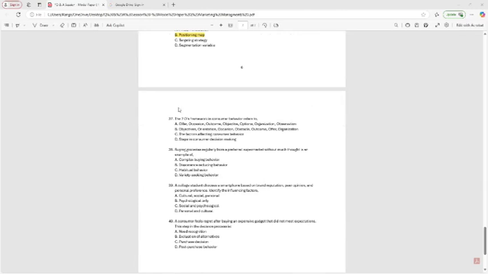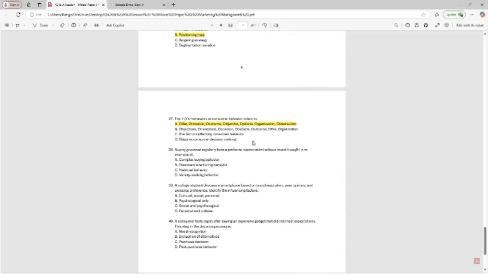Yeah, that is the correct answer. The answer is A. 7 O's represents offer, occasion, outcome, objectives, options, organization, and observation. So the answer is A. Answer is A. That is correct. So how about question number 38? Maybe you got confused about question number 38, but it is a very simple one.